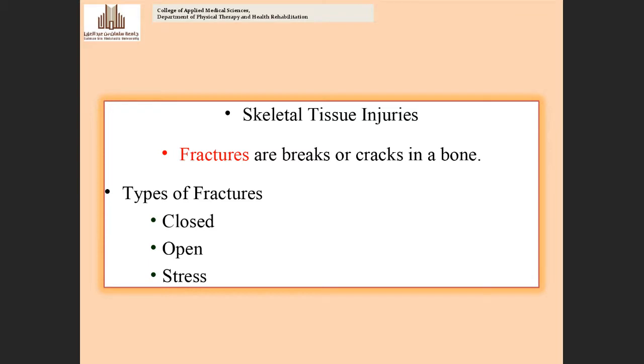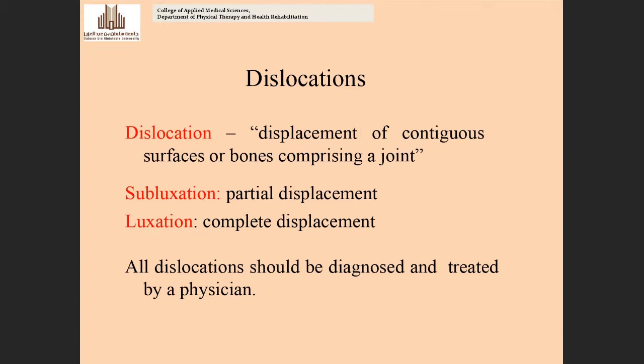You might know there are different types of fractures. Generally, we can classify them into three types: open fracture, closed fracture, and stress fracture. These are some types of fracture. You have many other types according to different classifications, but especially in sports injuries, we will discuss these three fractures in detail: closed fractures, open fractures, and stress fractures.